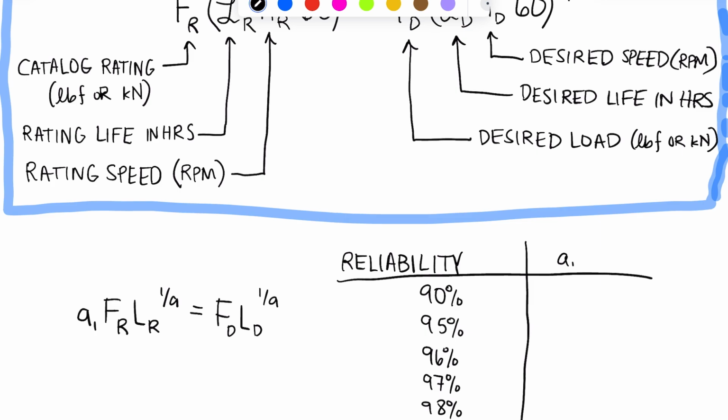Okay, so for a reliability of 90%, of course, A1 is equal to 1. This is the base form of our original equation. For 95%, it's 0.64, 96%, 0.55, 97%, 0.47, 98%, 0.37, and 99%, 0.25. So the drop-off is pretty drastic. If we want a reliability of 99%, then we're only going to get 25% out of this original portion of the equation.